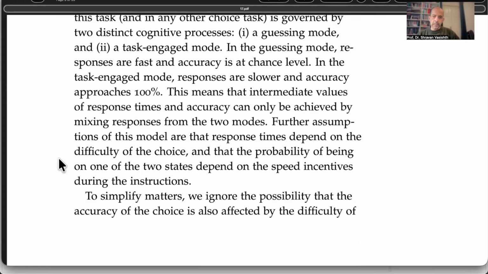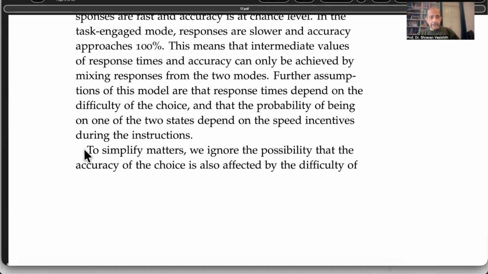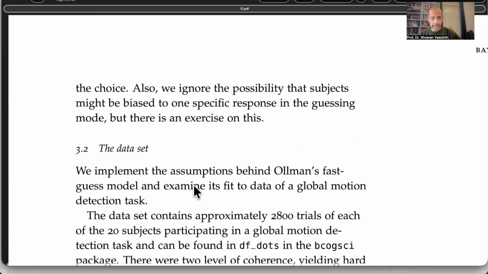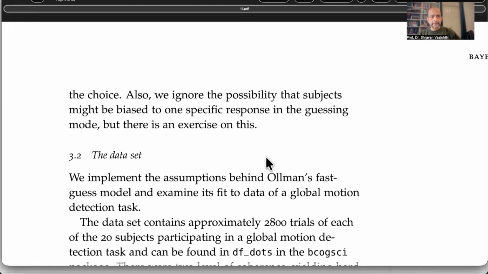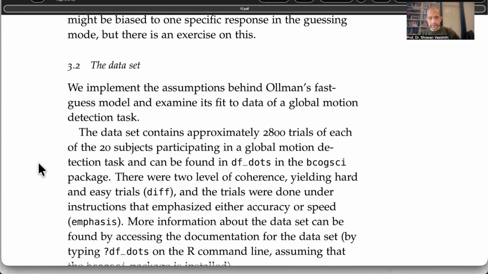Of course, it could be that the amount of engagement you have is a function of the task difficulty, right? But for simplicity, right now we're going to ignore the possibility that the accuracy of the choice is affected by the difficulty of the task. Later on there'll be an exercise on this that we can look at. So the data set looks like this. Okay, so this is Allman's fast guess model.